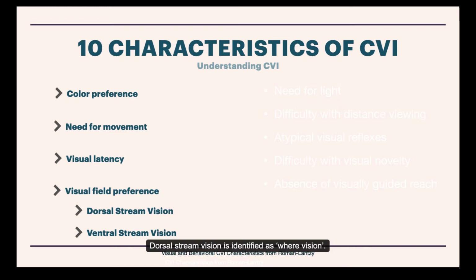Dorsal stream vision is identified as where vision. Ventral stream vision is identified as what vision. Why does this matter, you ask? Let me show you. Let's try this activity that I learned from Chris Russell. If you have a piece of paper nearby, grab it. If not, grab something else that has writing on it.